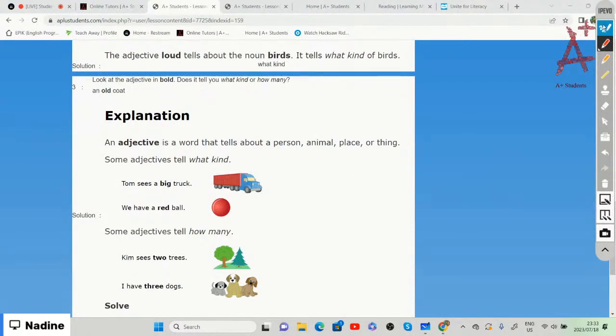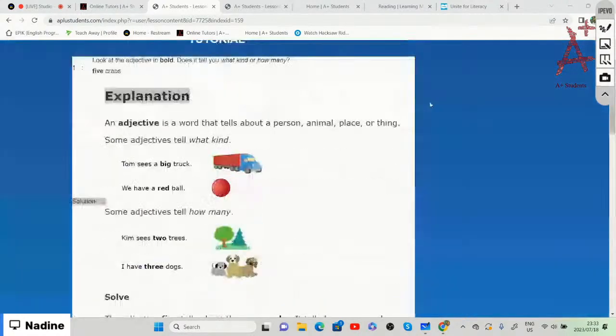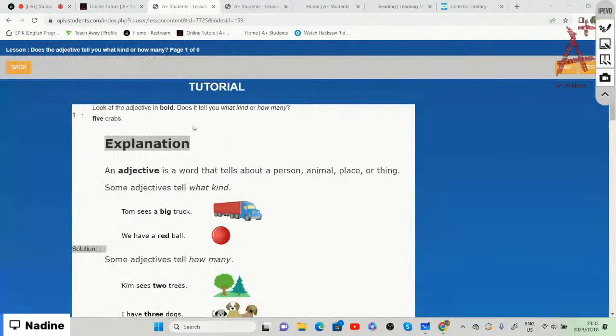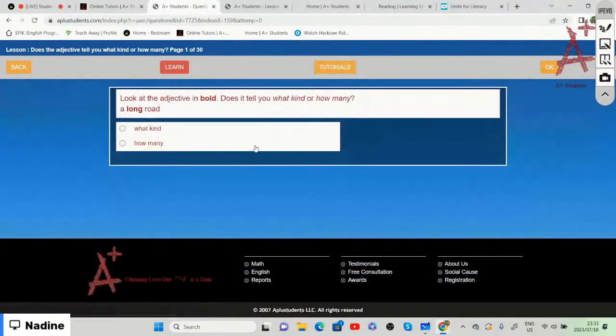All right, so these are adjectives that tell us either what kind or how many. Let's go to our test, to test if we will be able to identify if it tells us what kind or how many. You need to specifically look at the word in bold and say if it tells us what kind or how many. A long road. So the word long, does it tell us what kind of road or how many roads?